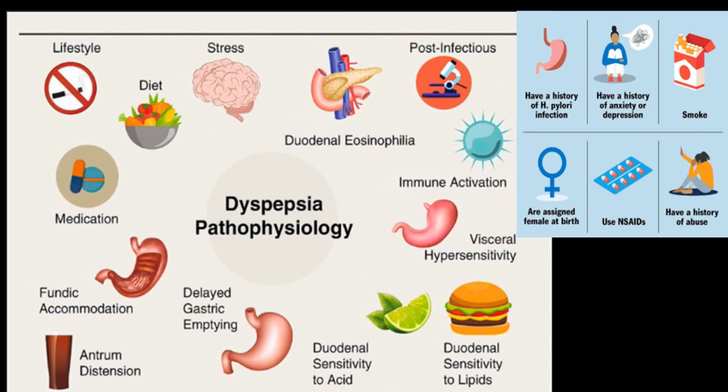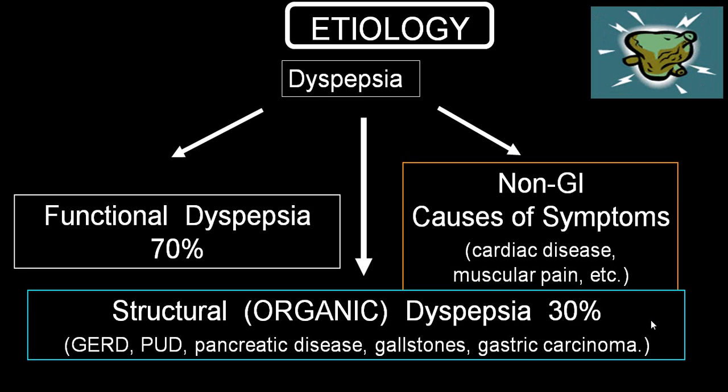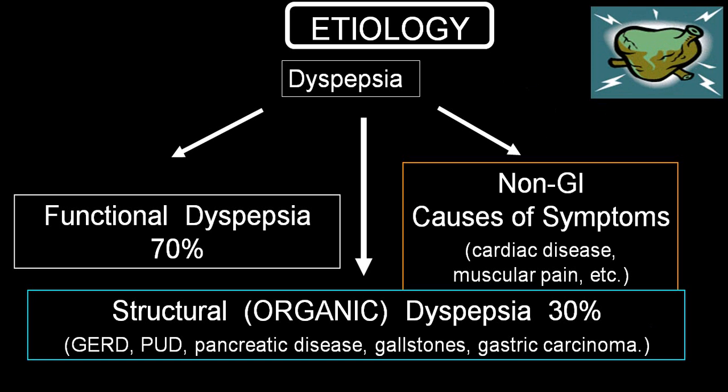Then NSAID, history of abuse, mental stress, etc. Now, after the etiology, you identify into three groups. Normally, we use only two words: functional dyspepsia, which is accounting for 70%, or organic dyspepsia, which is accounting for 30%. And in organic, you make a diagnosis after investigation.